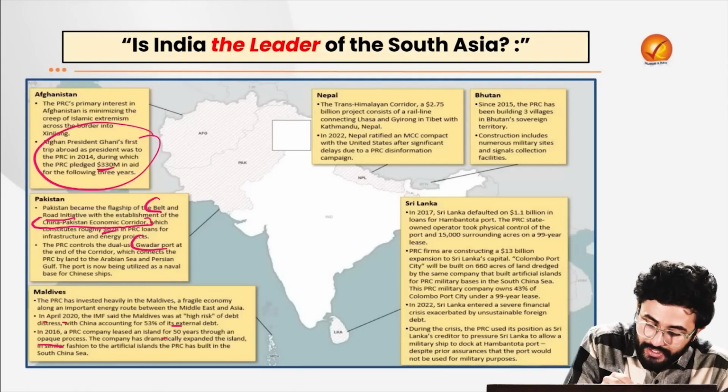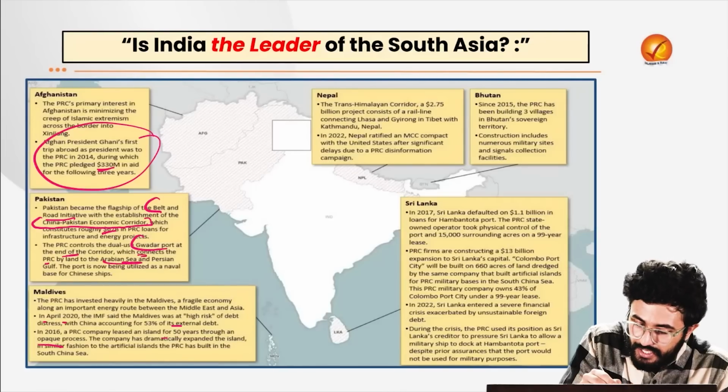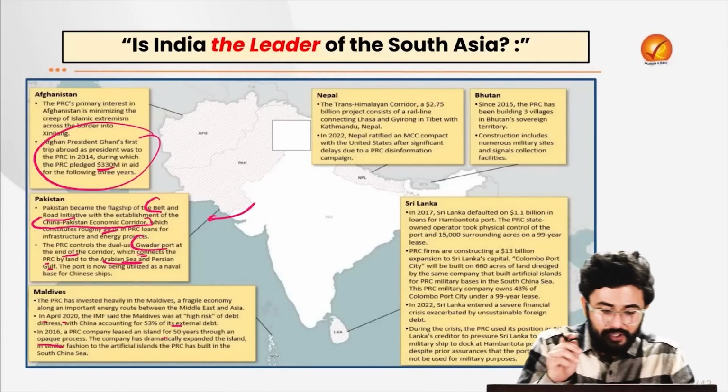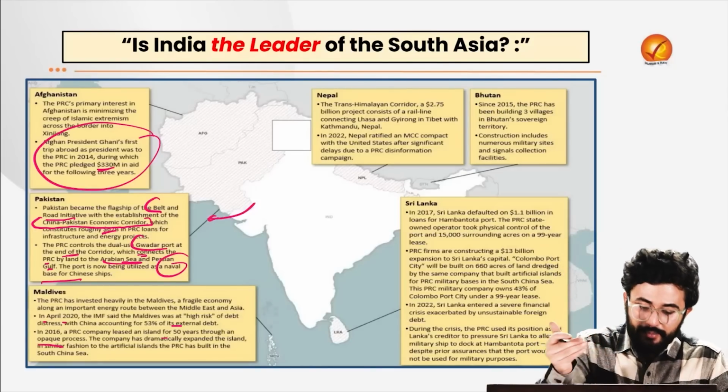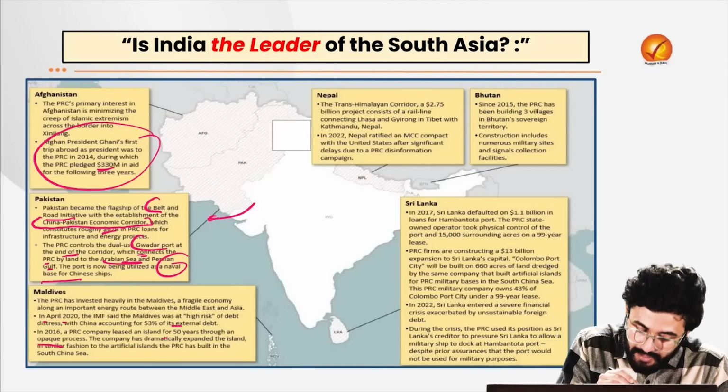And at the end of the corridor, it connects what? It connects it to the Arabian Sea as well as the Persian Gulf. Now it is also being utilized as a naval base for Chinese ships. Then when it comes to Maldives, heavy investments in Maldives.